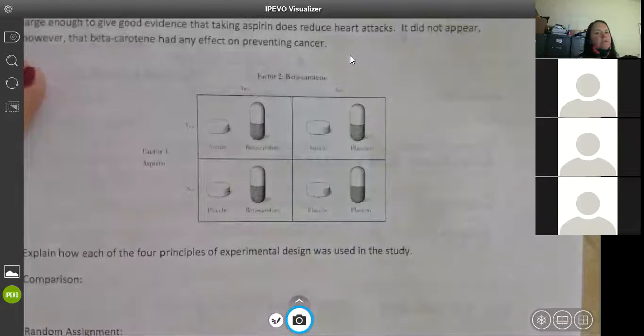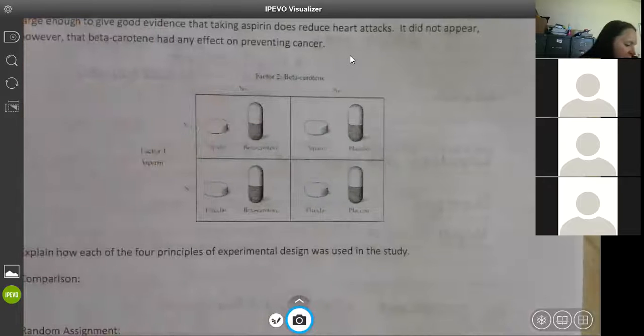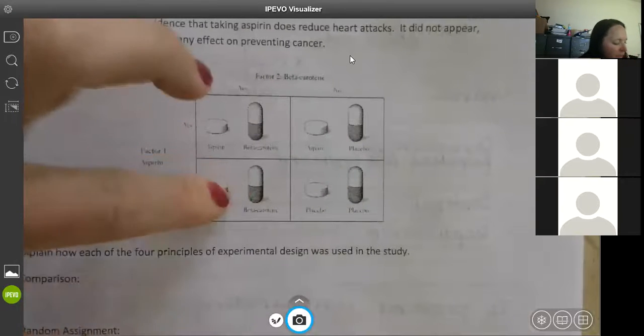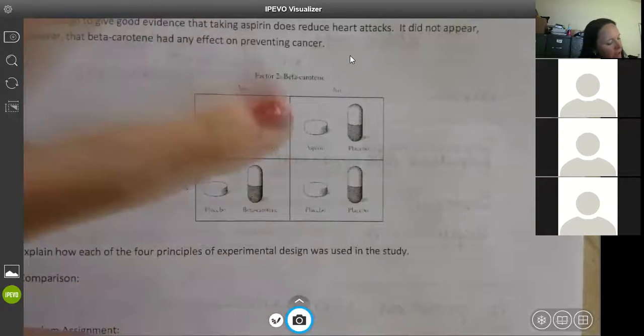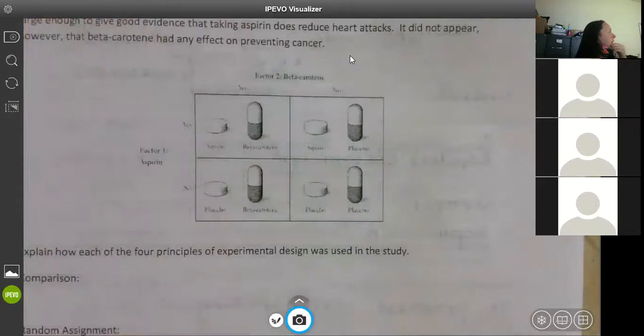Okay, so there's just your treatments and the factor. So some of them got aspirin and beta-carotene. Some of them got aspirin but no beta-carotene. Some people got not aspirin but beta-carotene, and so on. Everybody got that? Those are the four treatments that were imposed. Explain how each of the four principles of experimental design was used in the study.